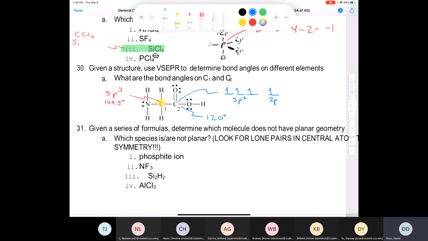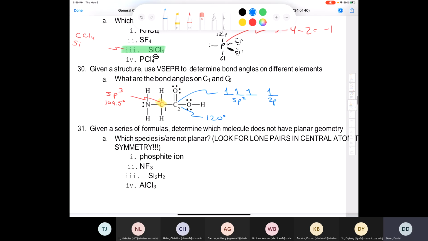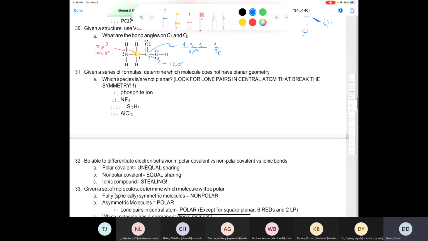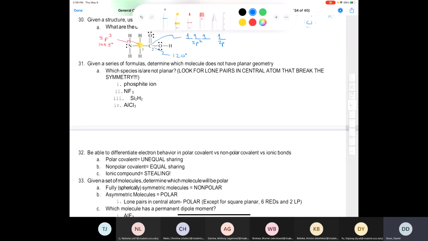Okay, so this is kind of just a question about hybridization and bond angles, stuff that we looked at quite a bit. Number 31, given a series of formulas, determine which molecule does not have planar geometry. You've got the phosphite ion. Look for lone pairs on the central atom. This is a trick. This one here does not have a planar geometry.